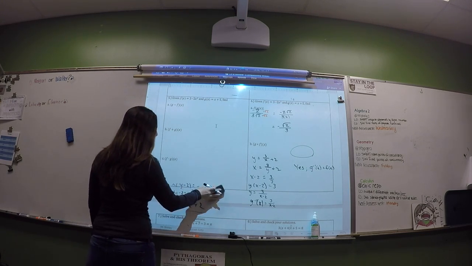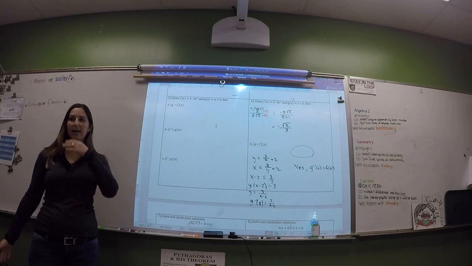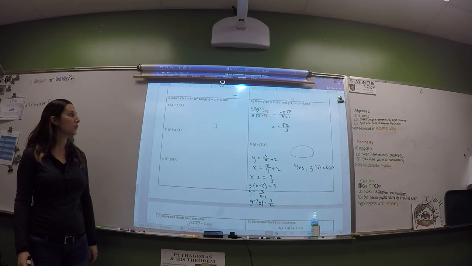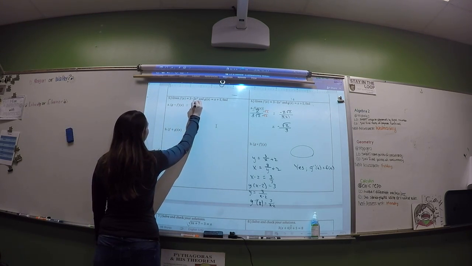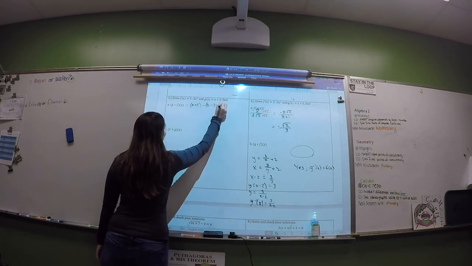Okay, so for 5, you're finding some operations. So you're just adding, subtracting, multiplying, or dividing, and then 6 is the composition of functions. First we will subtract f from g. So we have g minus f. All of g minus all of f.